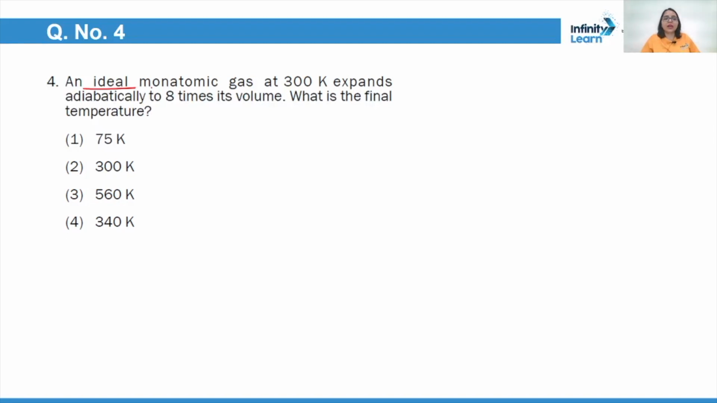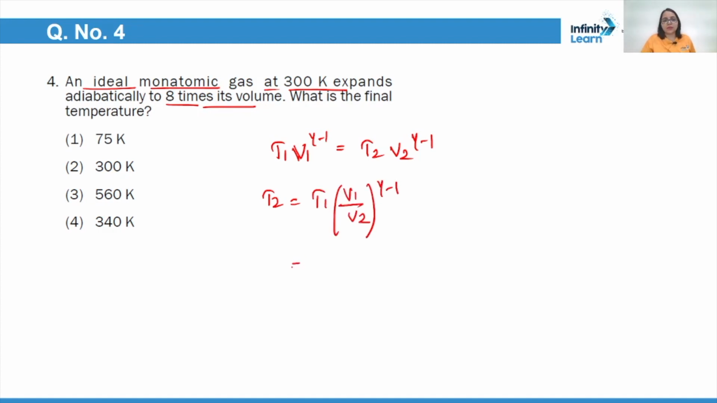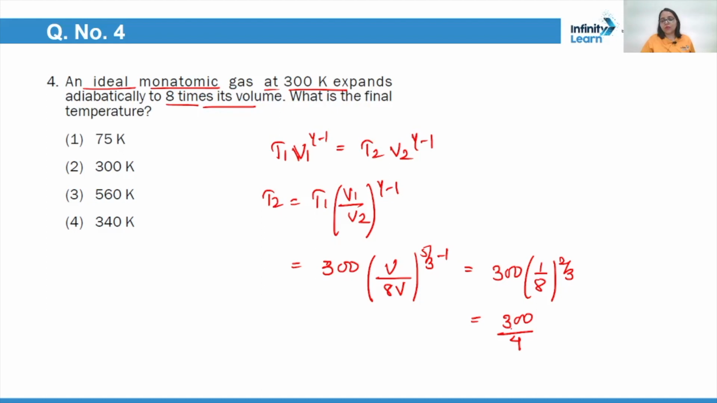Question number 4. An ideal monoatomic gas at 100 Kelvin expands adiabatically to 8 times its volume. So we know that T1 V1 power gamma minus 1 is equals to T2 V2 power gamma minus 1. What is the final temperature? So T2 will be T1 into V1 upon V2 power gamma minus 1. T1 is 300, V1 is V and V2 is 8V. Gamma for monatomic is 5 by 3 minus 1. So this is 300 into 1 by 8 into 2 power 2 by 3. Right, so this will be 300 divided by 4, which is 75 Kelvin.